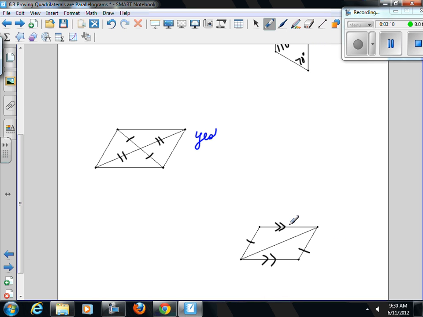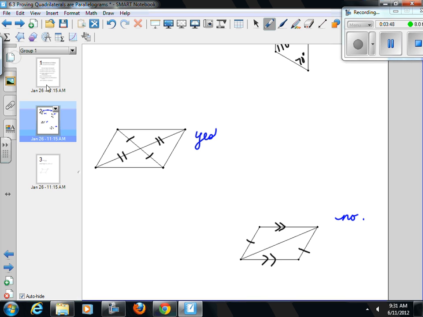Lastly, you're given in this figure that one pair of opposite sides are parallel and the other pair of opposite sides are congruent. But is that enough? Well, according to what we were given, we needed to know that one pair of opposite sides is both parallel and congruent. And we don't know that that is true of one pair. So this one's going to have to be a no. We don't have enough information to show that that's a parallelogram. Let's move on.